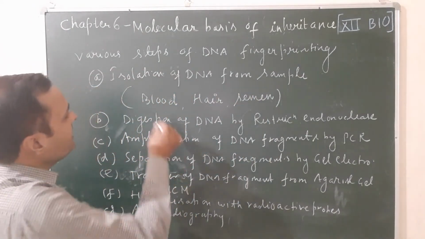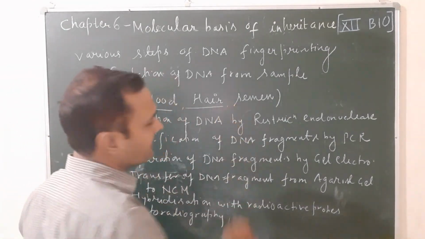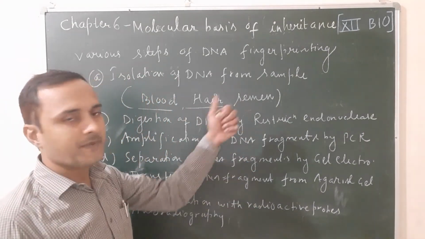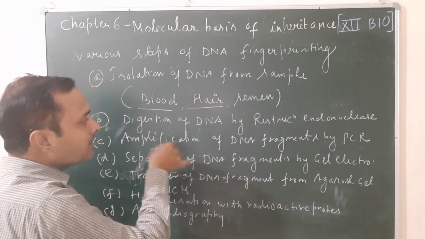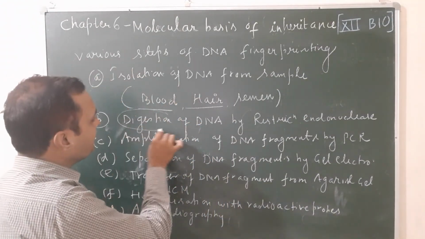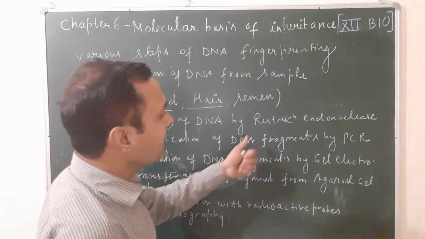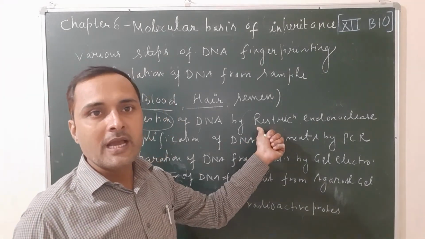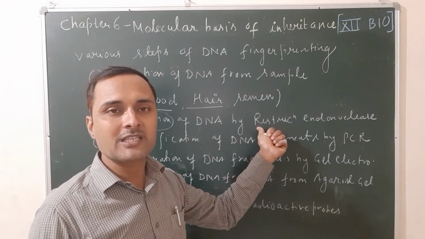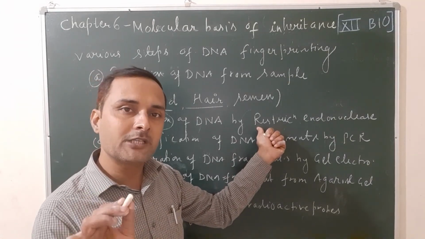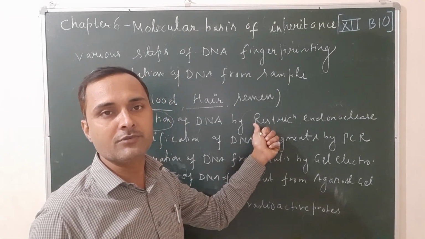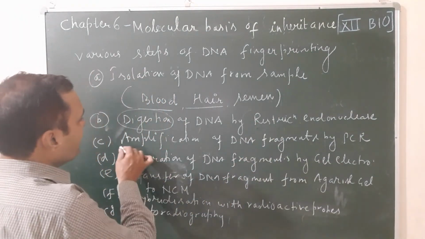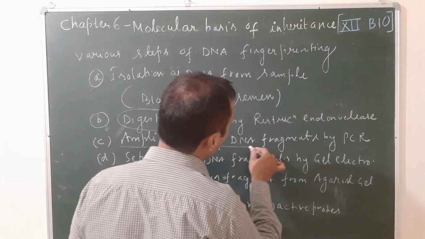This sample may be blood and hair during murder cases or semen during rape cases. Next, after the isolation of DNA, digestion of the DNA takes place by using a special enzyme known as restriction endonuclease. This enzyme has the ability to break the DNA at specific DNA sequences. We will read this in detail in the biotechnology unit. Next one, amplification of DNA fragments.